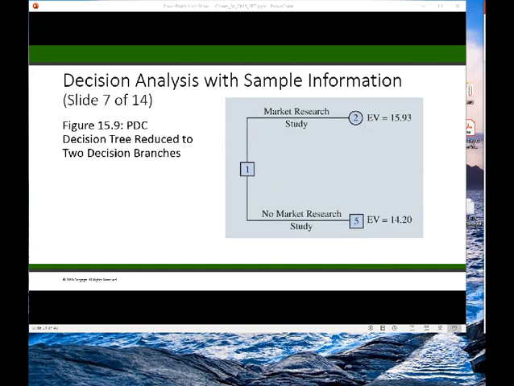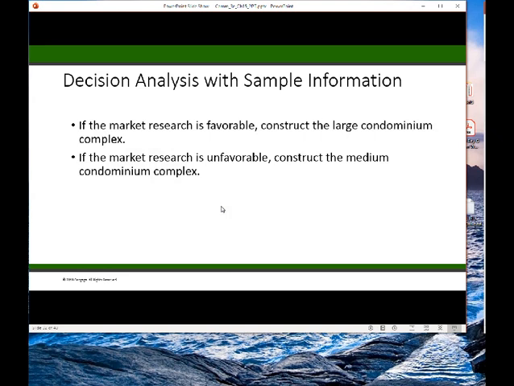So again, we keep collapsing down. We collapse down the favorable and unfavorable to get the expected value of that. And then we've got the difference between the payoffs for a marketing research study and not doing a marketing research study. So the overall conclusion for Pittsburgh Development Corporation: if you get a marketing research report that's favorable, construct a large complex. If you get a marketing research report that's unfavorable, then construct the medium complex.